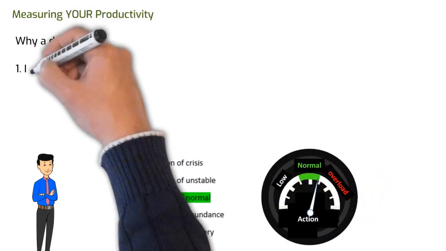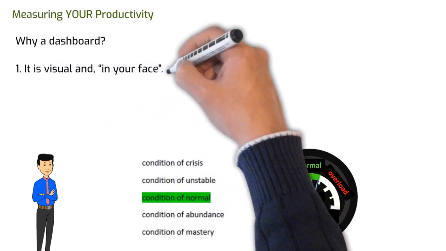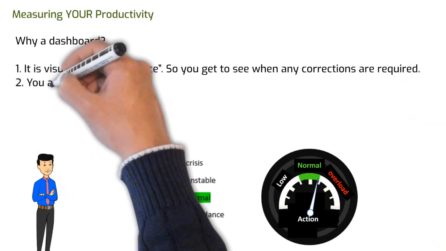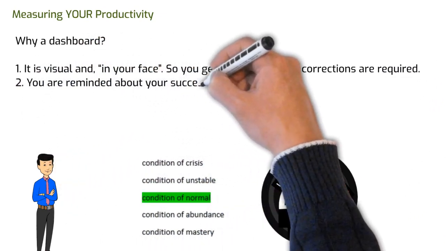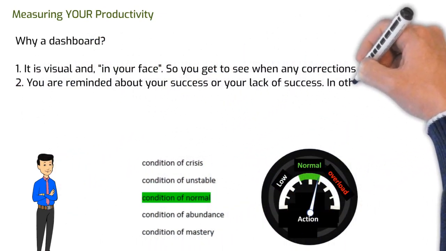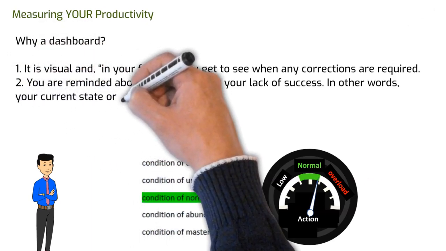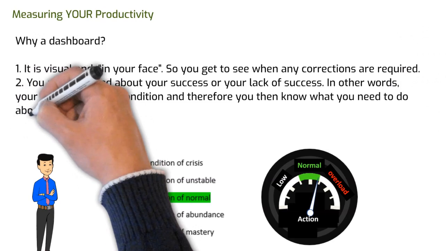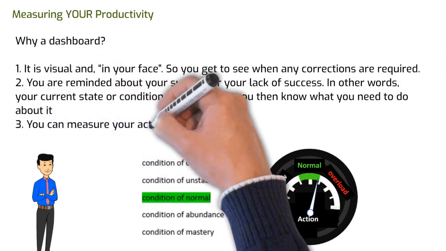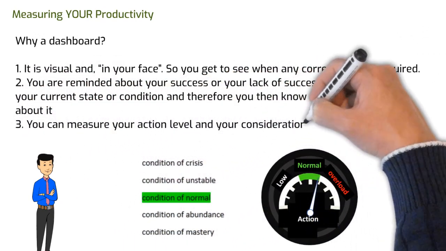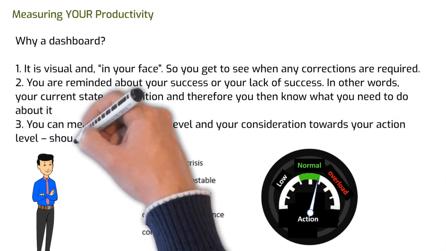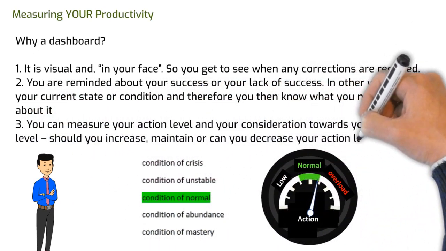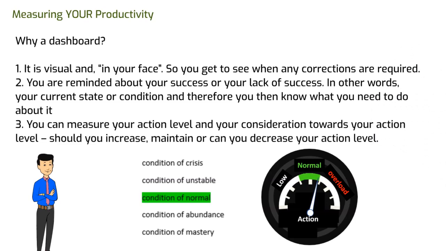Why a dashboard? It is visual and in your face, so you get to see when any corrections are required. You are reminded about your success or lack of success. In other words, your current state or condition, and therefore you then know what you need to do about it. You can measure your action level and your consideration towards your action level. Should you increase, maintain, or can you decrease your action level?